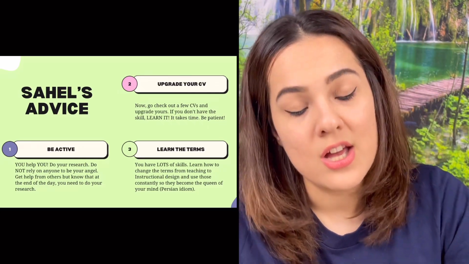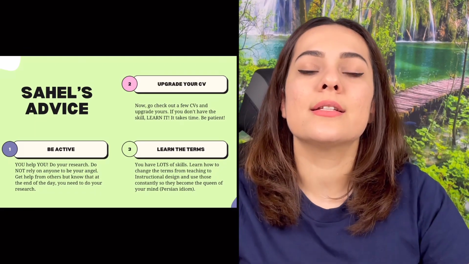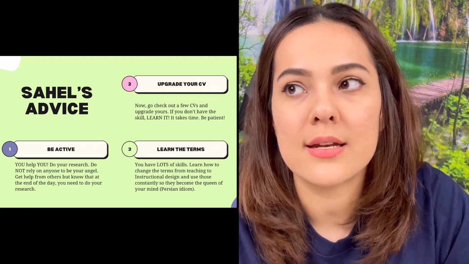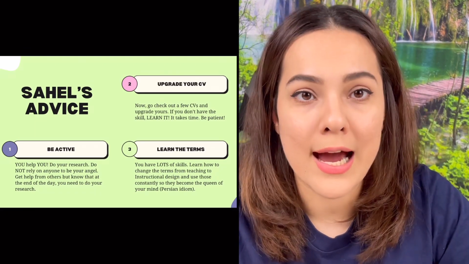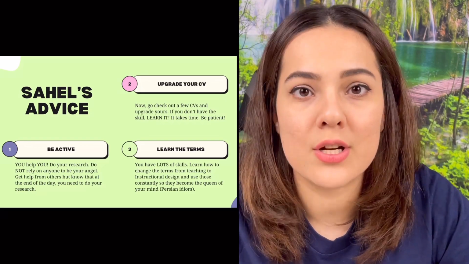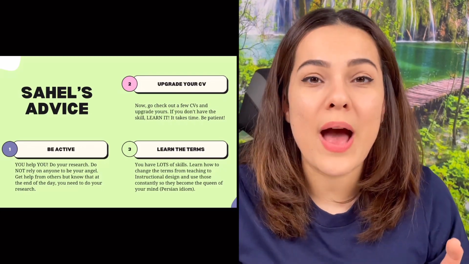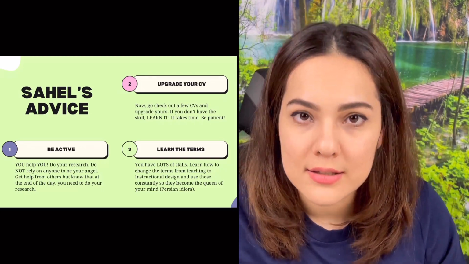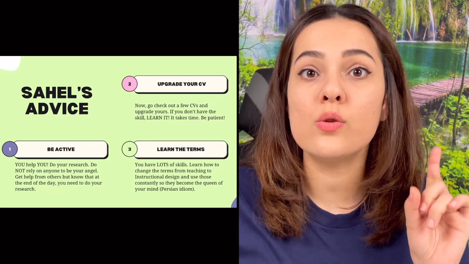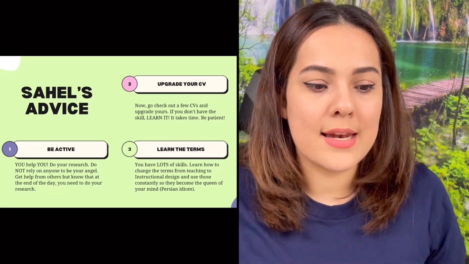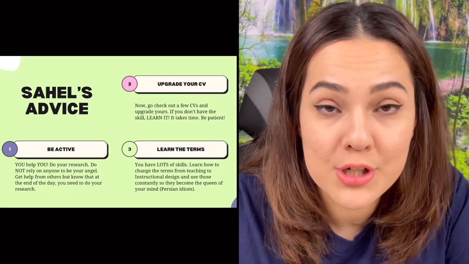Be patient. So at the beginning, tell yourself that in 7 months, in 8 months, in 6 months, I am going to be an instructional designer. But what does it take? I have to actually spend time on it. Do not rush.